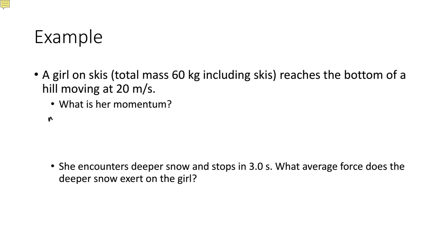A girl on skis has a mass of 60, reaches the bottom of a hill moving at a velocity of 20. What would be her momentum? Momentum is mass times velocity. So you'd multiply together 60 by velocity, and you get a momentum of 1,200 kilogram meters per second.